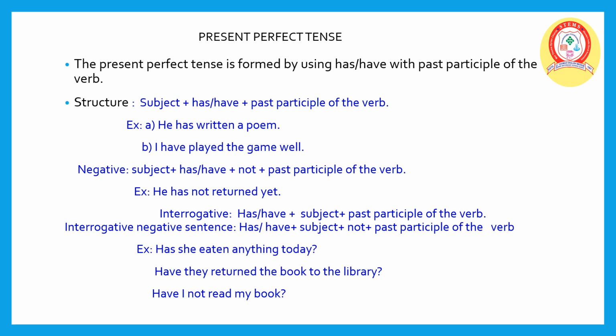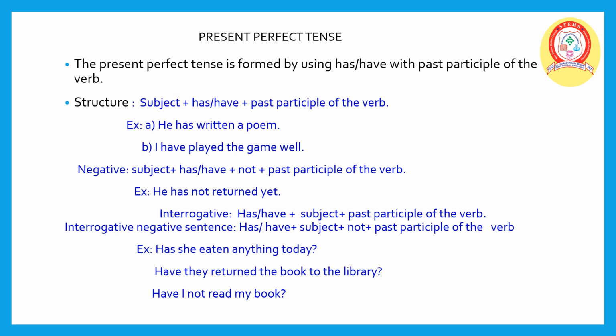Next example: I have played the game well. Here the subject is I, and have is used as the present perfect tense. Played is the past participle of the verb play. I have played the game well. So the structure for present perfect tense is subject plus has or have plus past participle of the verb.